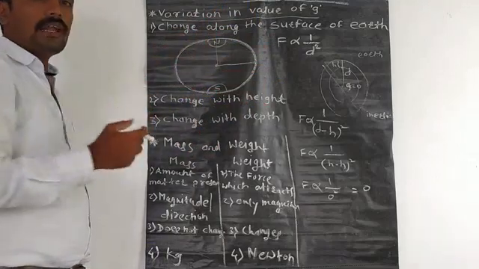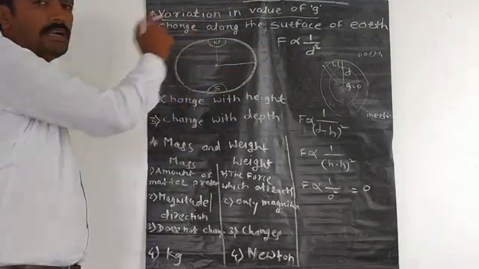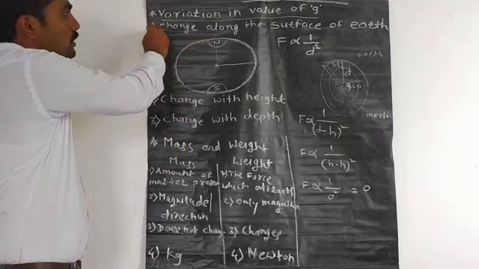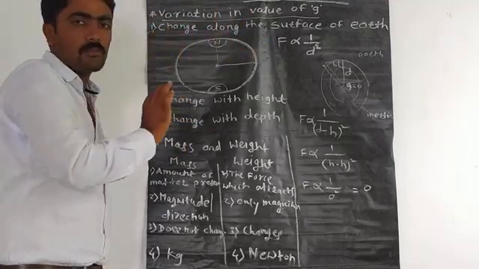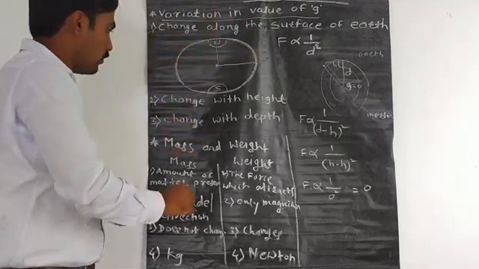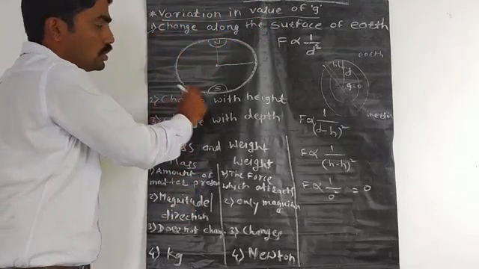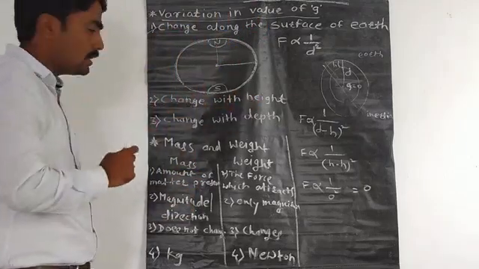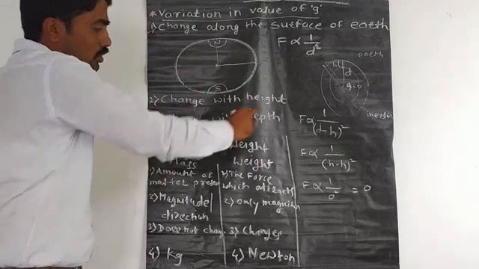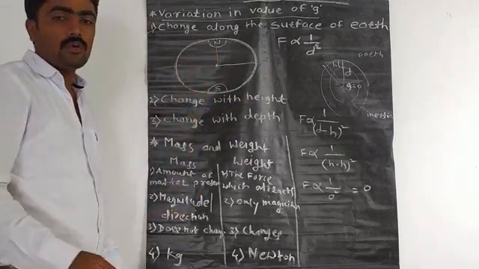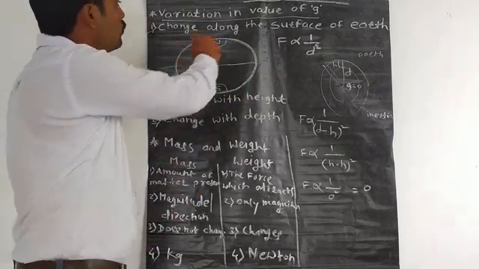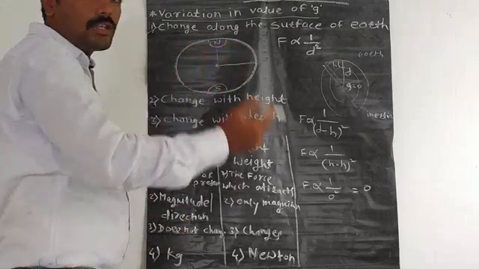So there are three main factors which affect the value of G. First one is change along the surface of Earth. Second one is change with height. And the third one is change with depth. So students, we will see step by step.